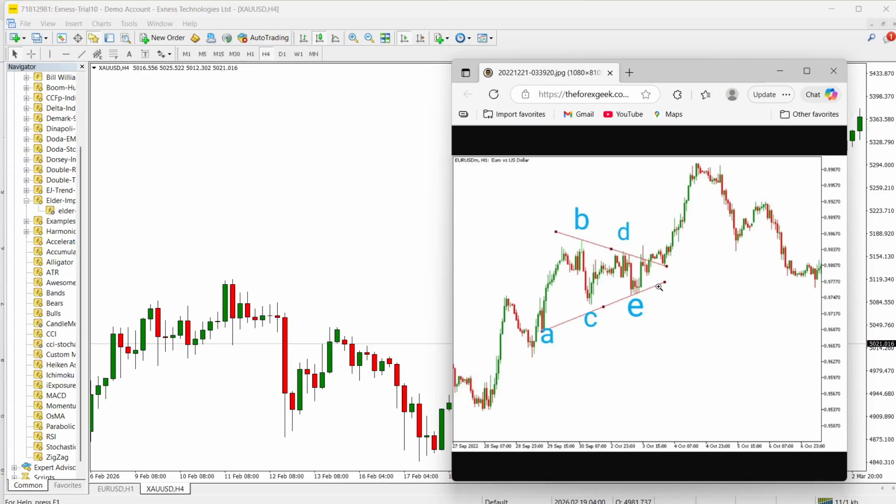A contracting triangle in Elliott Wave theory is a corrective pattern characterized by 5 overlapping waves labeled A through E. The pattern forms between two converging trend lines, with each successive wave making a lower high and higher low. This creates a narrowing range that typically resolves with a breakout in the direction of the larger trend, as you can see over here. The pattern often appears in wave 4 positions or as part of complex corrections.